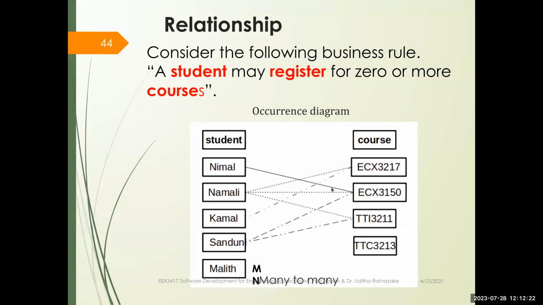Now, this is many to many. Here, this is one side, many. Here also, from this point of view, you can see one to many. So both sides are one to many, so it becomes many to many.